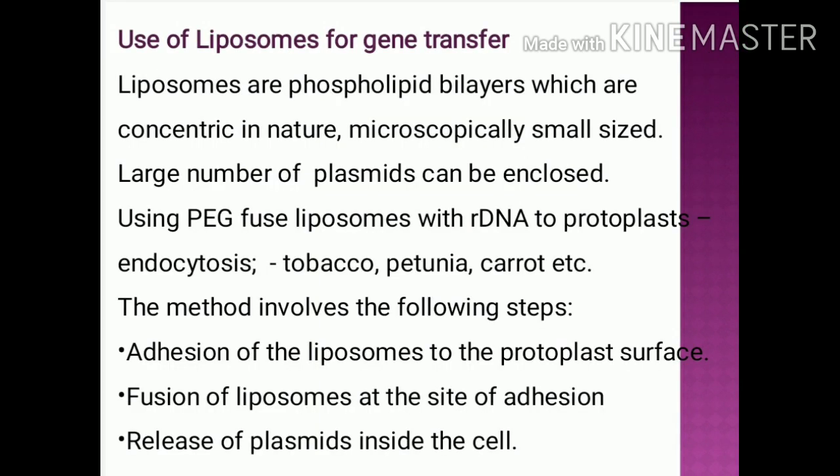In gene transfer using liposomes, liposomes are concentric phospholipid bilayers and are microscopically small, so that a large number of plasmids can be enclosed within the liposomes. Using polyethylene glycol, liposomes with recombinant DNA are fused to the protoplast and the mode of transfer is endocytosis. Studies have been done with tobacco, petunia, carrot, etc. The method involves the following steps: adhesion of the liposomes to the protoplast surface, fusion of liposomes at the site of adhesion, and release of plasmids inside the cell.